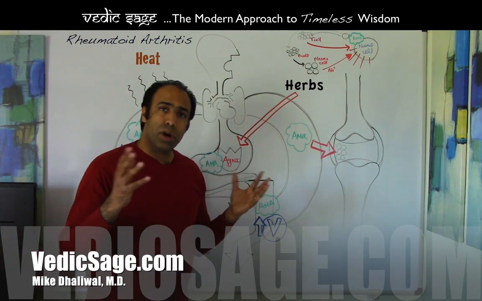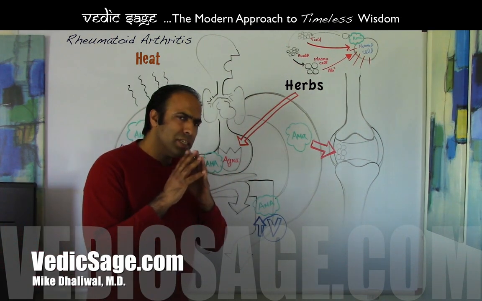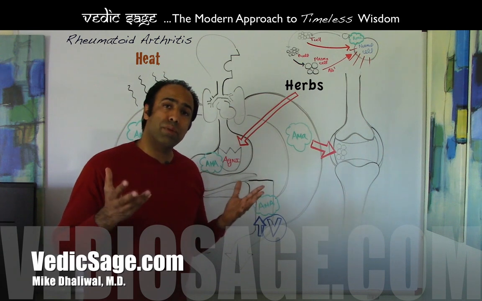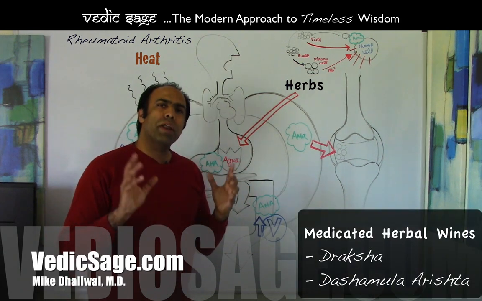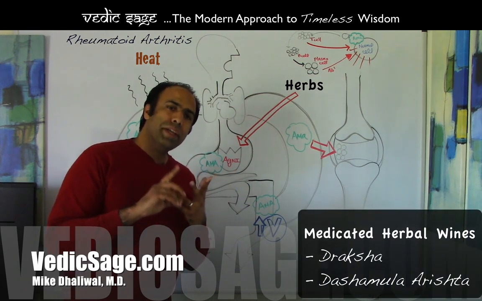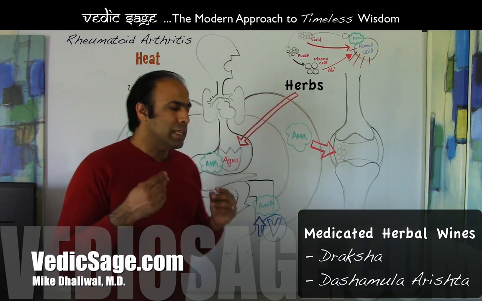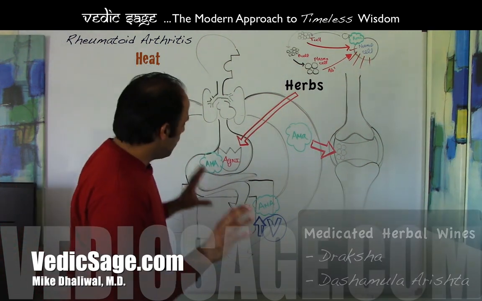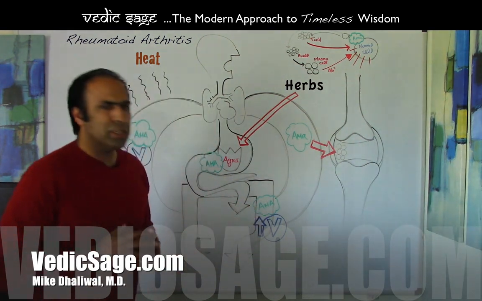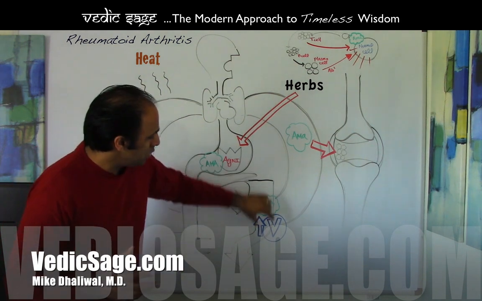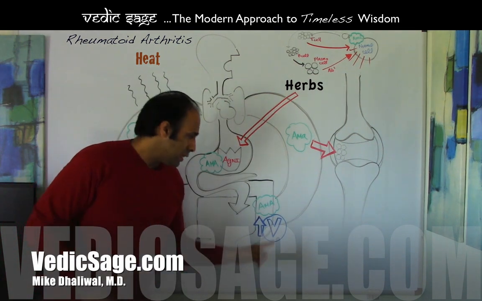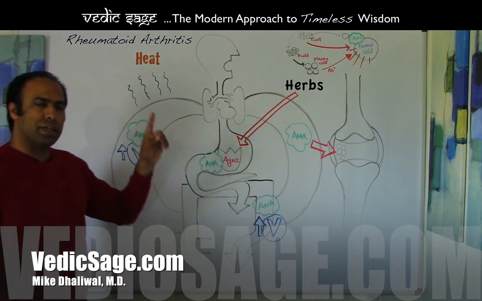And lastly, from an Ayurvedic perspective, there's a mention of medicated herbal wines that are helpful. For example, you may want to consider a draksha or even dashamula arishta. These are herbal medicated wines that will help to manage this increased vata dosha, especially within the colon, which is one of the culprits that's carrying this ama into the general circulation.